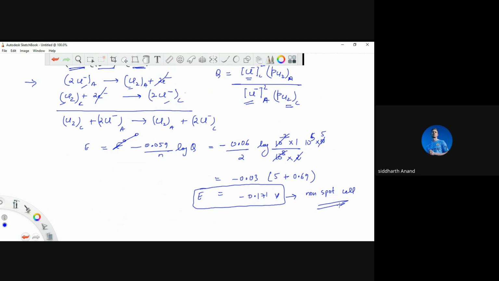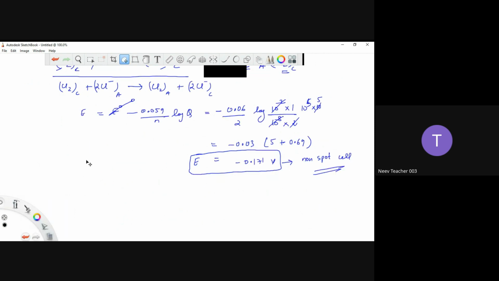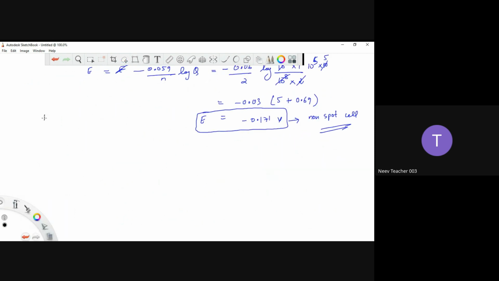Now, basically we have various half cells. So how many types of half cells do we have? That is also one important topic in this chapter: various half cells. So the first type of half cell is the metal ion half cell.